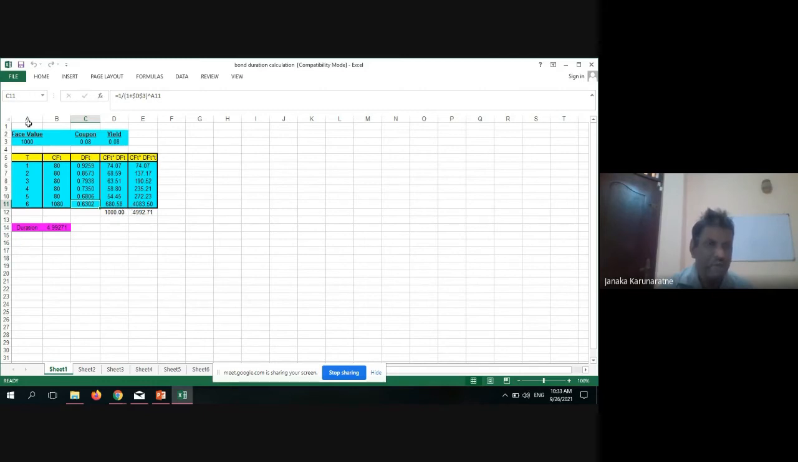So why is the price 1,000? Because the face value is also 1,000, because the coupon and the yield are the same. Whenever the coupon and yield are the same, the face value and the price are also the same, right? So that is the reason you get the price also as 1,000. So CFT DFT times T divided by 1,000, the duration is 4.99271. Everybody got the answer?